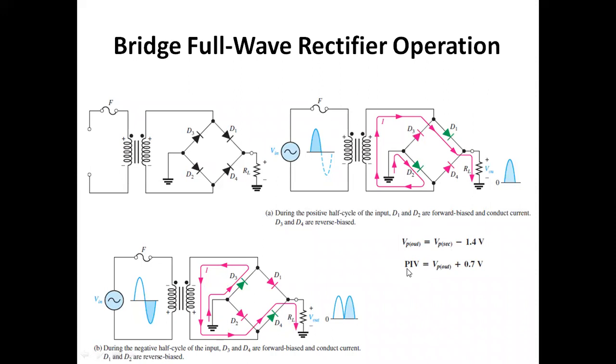Peak inverse voltage, the maximum reverse voltage across the diode, is equal to the peak output voltage plus 0.7 volts. And the way I look at this, at this point, we have the peak output voltage, and which diode is reverse biased? It is this one. In this case, it is this one. So it must be that at this point, it is 0, it must be 0.7 volts above this point. That's the peak inverse voltage.